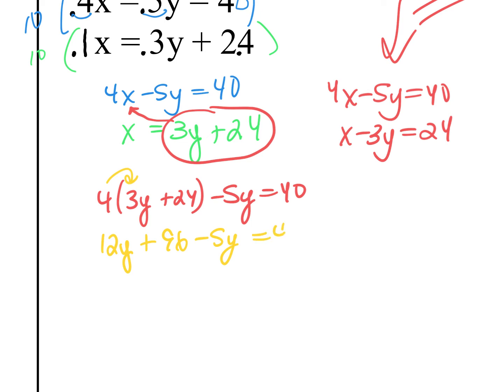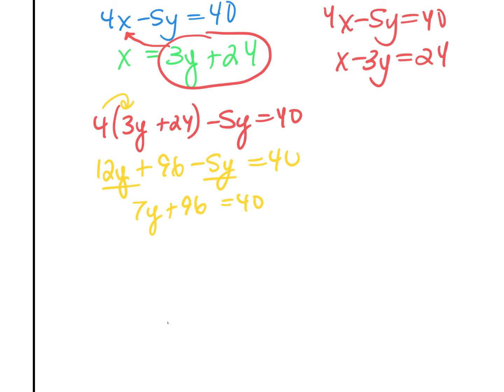What can I do here with the y's? What's 12 minus 5? So 7y plus 96 equals 40. Now what? Subtract 96.